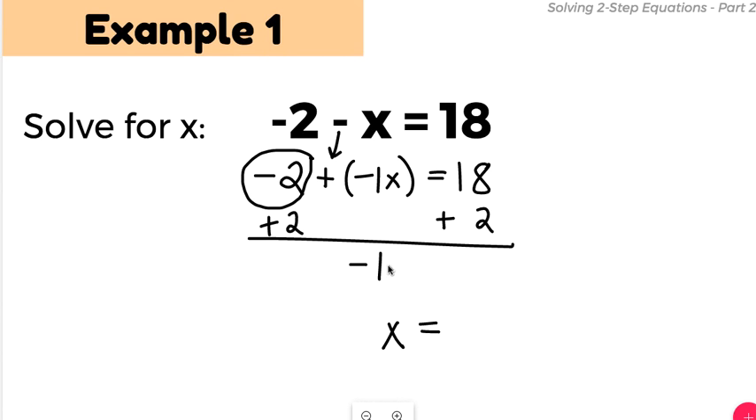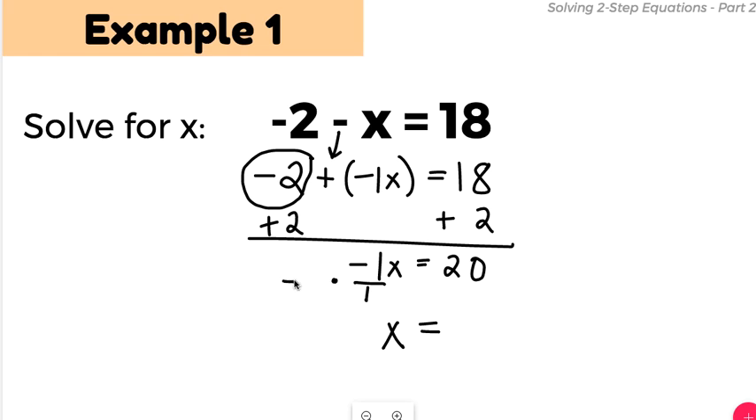I'm left with negative 1x equals 20. Again, nothing crazy is happening here. But you have some options, but if we just think about what we're used to doing, this negative 1 needs to become positive 1.